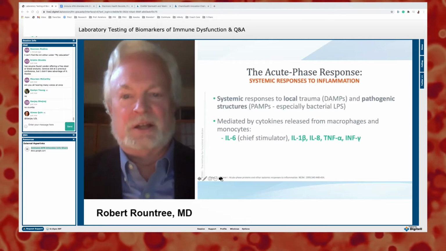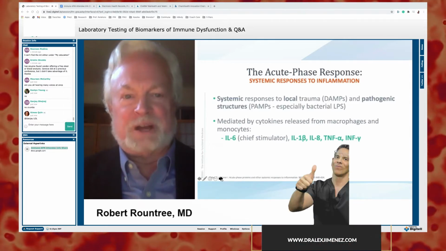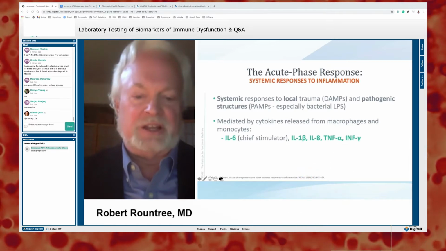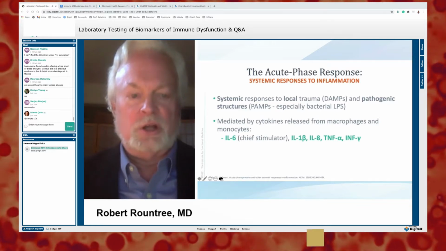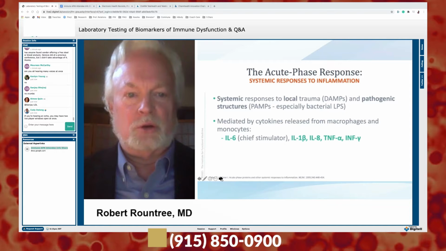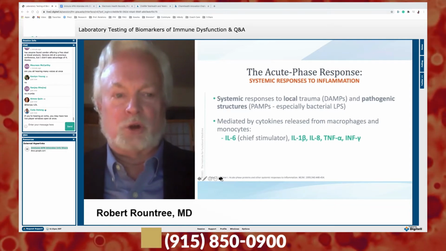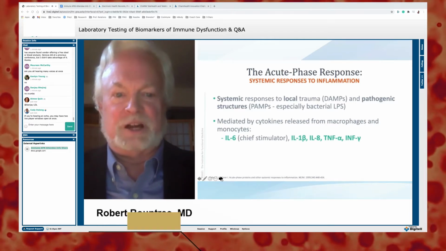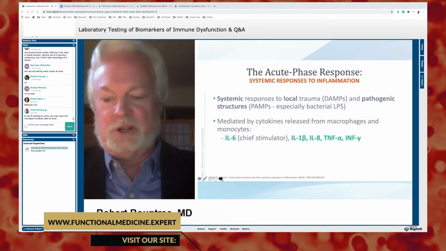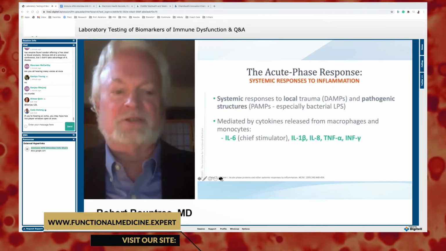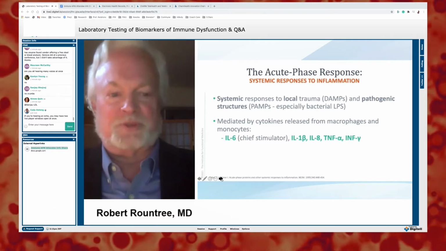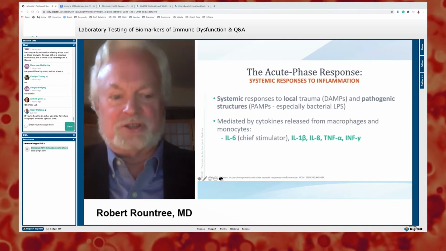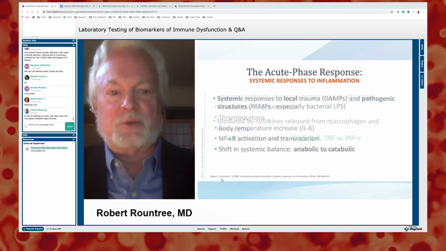What's it indicating? Well, it's part of an overall response pattern that I talked about this morning called the acute phase response. And basically, it's an illustration of how you can have local trauma or local exposure to a pathogenic structure, and that can result in a systemic response. And what's mediating that systemic response? Well, it's cytokines, mostly cytokines, not entirely, but for all practical purposes, it's cytokines. Interleukin-6 is the biggie. And for that reason, interleukin-6 is often considered to be a surrogate marker for C-reactive protein.